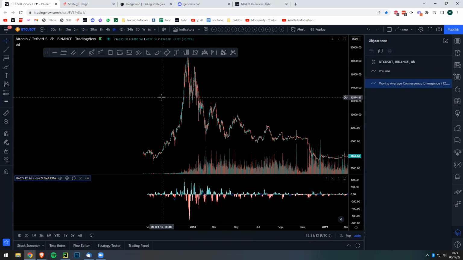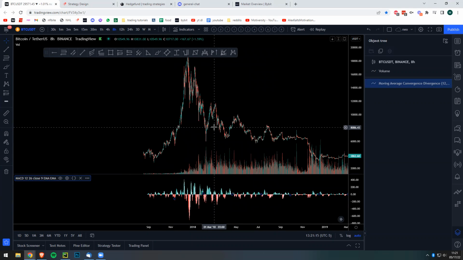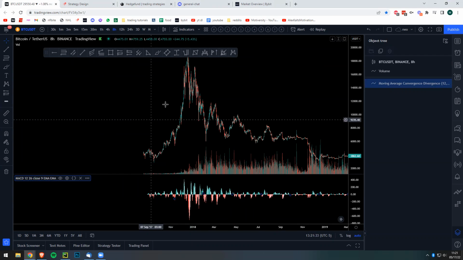Now, a lot of people use the MACD as a buy and sell indicator, and that's not what the MACD actually is. If you look at the wording of what it's actually called, it's called the moving average convergence divergence indicator. So a moving average is always going to be a lagging indicator. And if you have a lagging indicator, it's not a buy and sell indicator. So that's why it works better on the higher time frames.